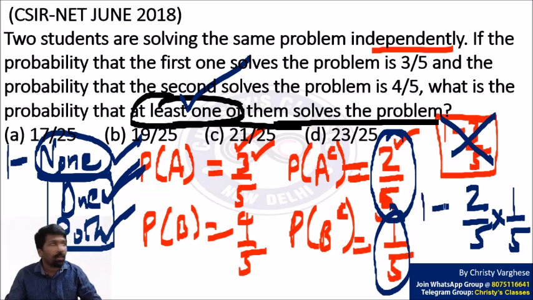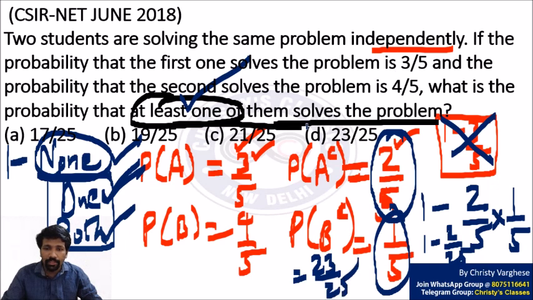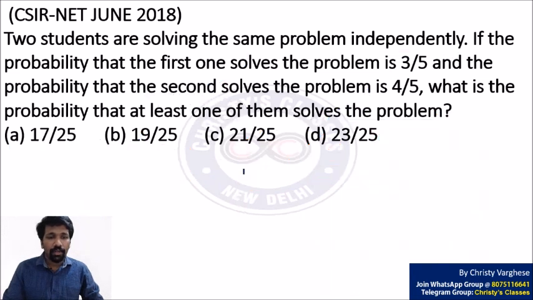1 minus that will be our required answer. 1 minus 2 by 5 into 1 by 5 will be our required answer. So, 1 minus 2 by 5 into 1 by 5 means 1 minus 2 by 25. 1 minus 2 by 25 means 23 by 25. Answer is option D, 23 by 25. So, that is a shortcut method of doing this question.